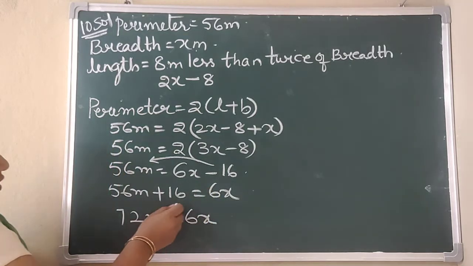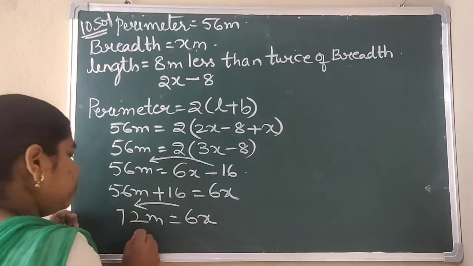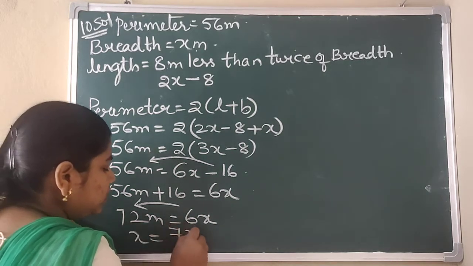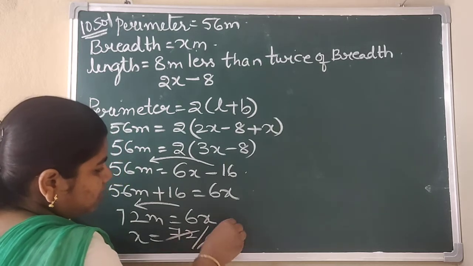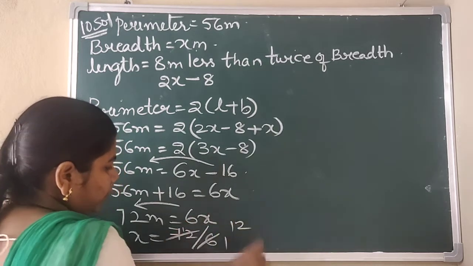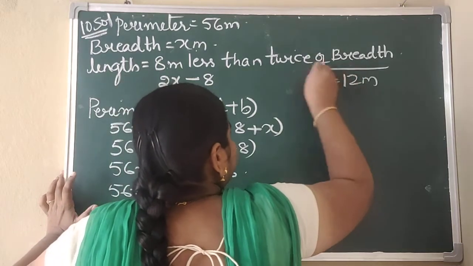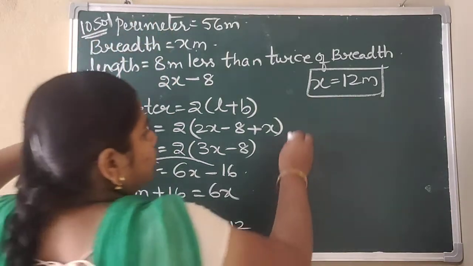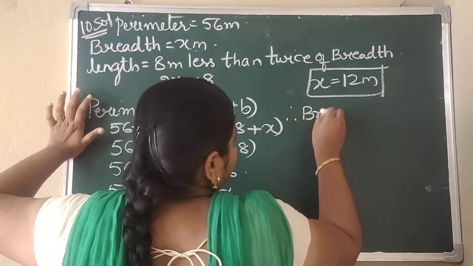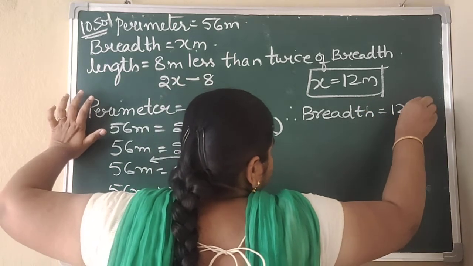Now we can transpose this 6 to the other side, so that will convert into division. So x will be equal to 72 by 6. 6 1s are 6, 6 2s are 12. So what is the x value now? 12 meters. So x is nothing but what here? X is nothing but the breadth value. So therefore breadth is equal to 12 meters.